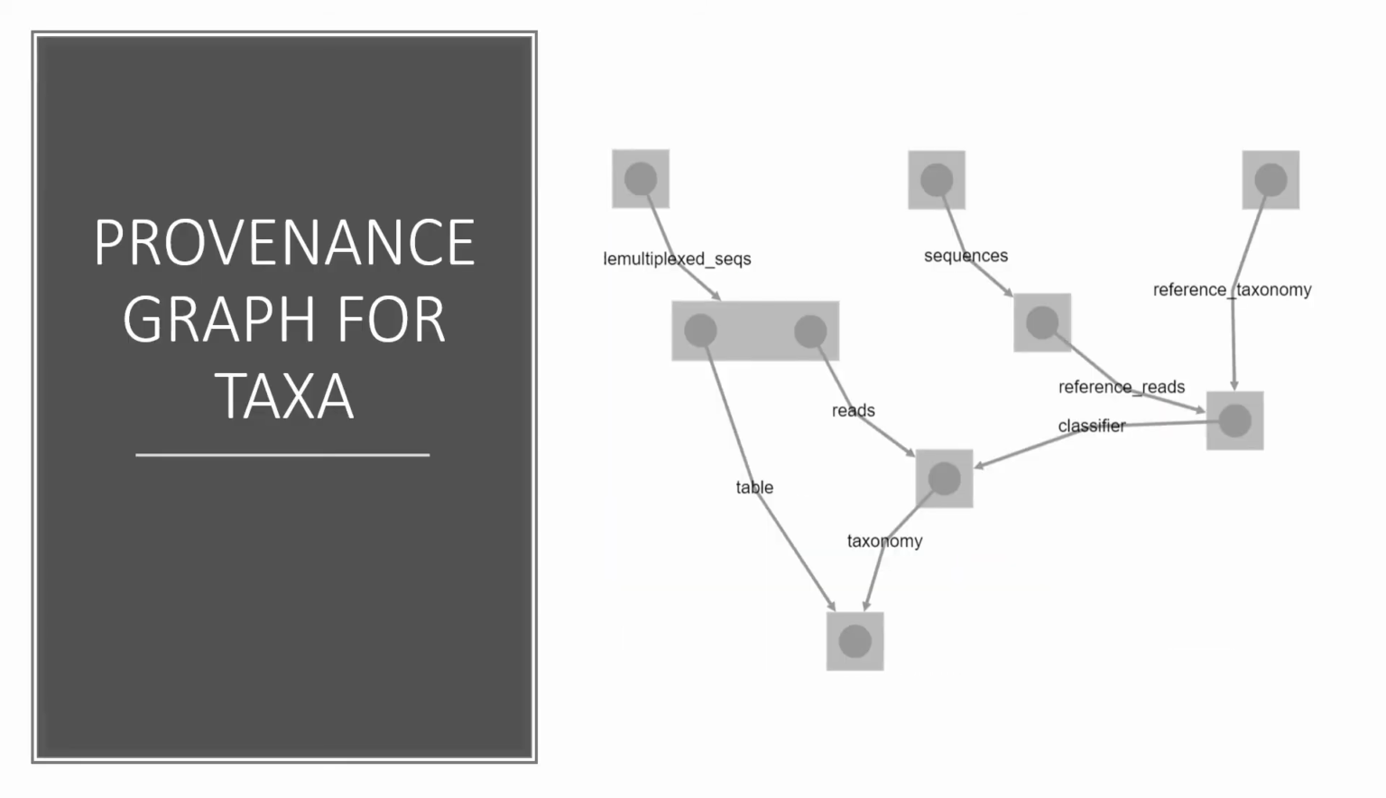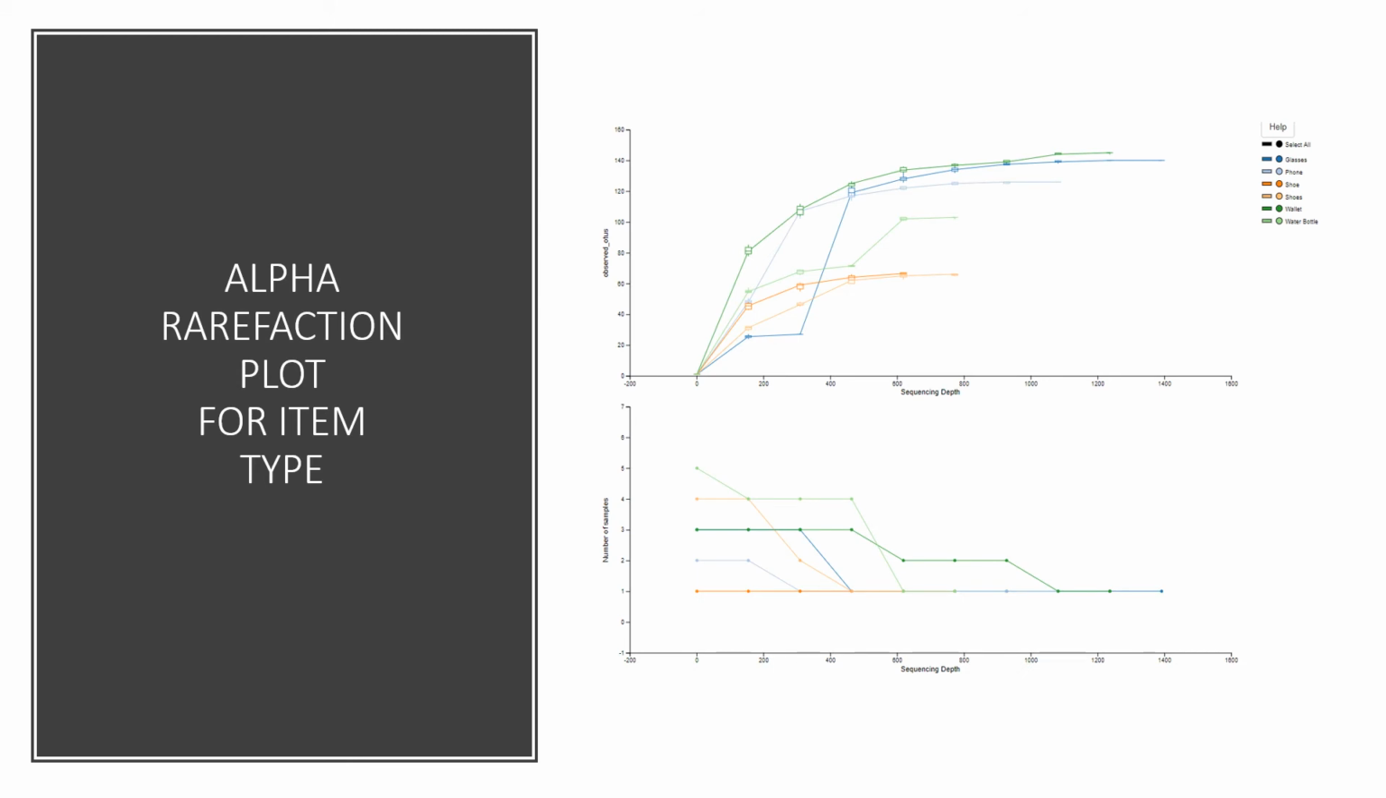So this is for the taxa bar plot. I'm going to be talking about a different representation of the alpha rarefaction plot. That's a function that was used for it. And this is a direct comparison of the item type.